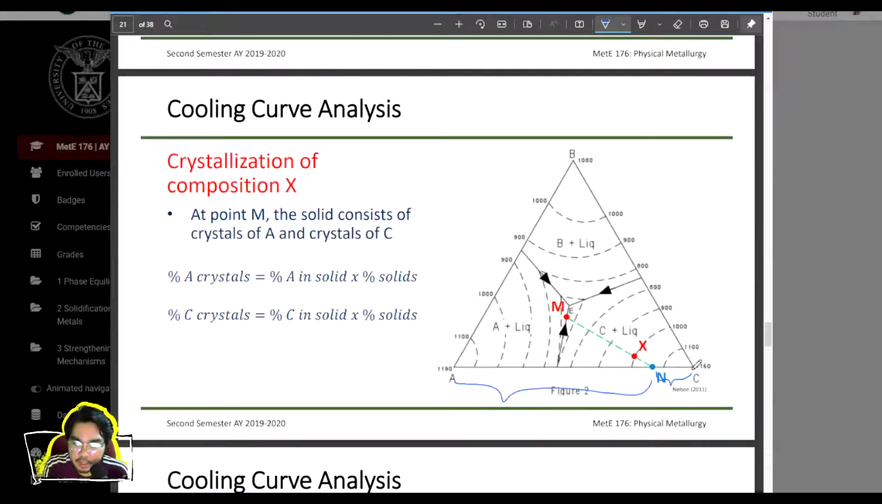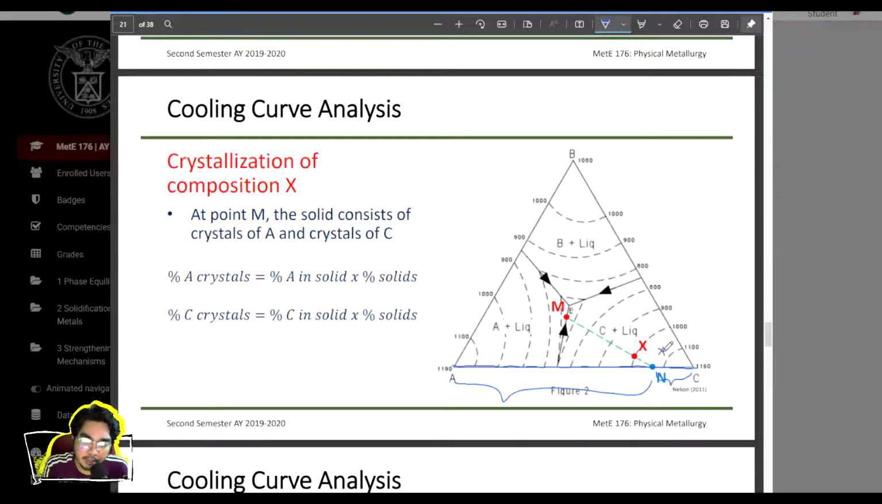Which makes sense, no? Kasi yung solids mo nagta-travel along this line lang naman. Tama? So if it travels along this line, the liquid is traveling along this line dahil yung endpoints ng tie line natin. This is still a sort of tie line pa rin, no? So yung first endpoint ng tie line na to is traveling along the eutectic trough. Yung other endpoint ng tie line natin is traveling along this AC line right here. Okay?